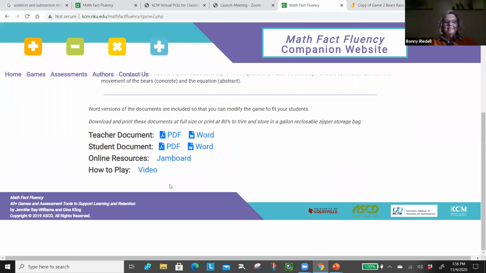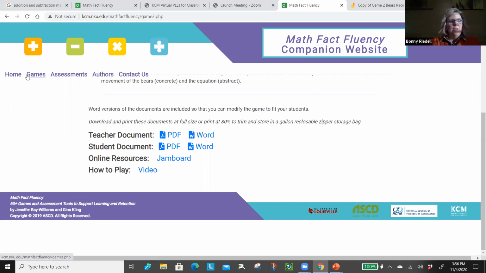Then the very last part, and this website is still a work in progress. So we are adding videos. We might be adding a Spanish version. We might be adding videos of us actually playing the physical game. So all that is yet to come. But if there is a video there, it's a how-to-play the Jamboard. So if you're not exactly sure how to manipulate the Jamboard, click that video. Or better yet, go watch one of the KCM mini lessons provided by Cindy that teaches you all about Jamboard.